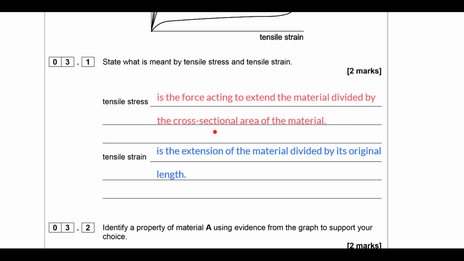Be very careful to make sure you include cross-sectional when you describe the area, just having area is too vague, and make sure you're saying that it's the original length, not just the length there.